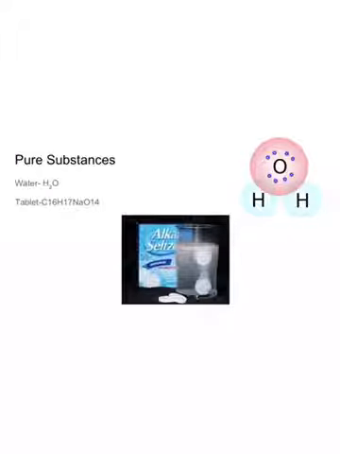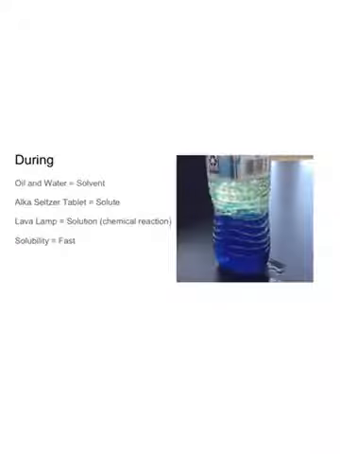So right here we see water, which is H2O, and the Alka-Seltzer tablet, which is C16, H17, Na, oxygen 14. So to show water, we have one oxygen and two hydrogens, and that shows 8 valence electrons in the outermost shell. So we now know a little bit of background on the lab, but what will happen when we do the experiment?